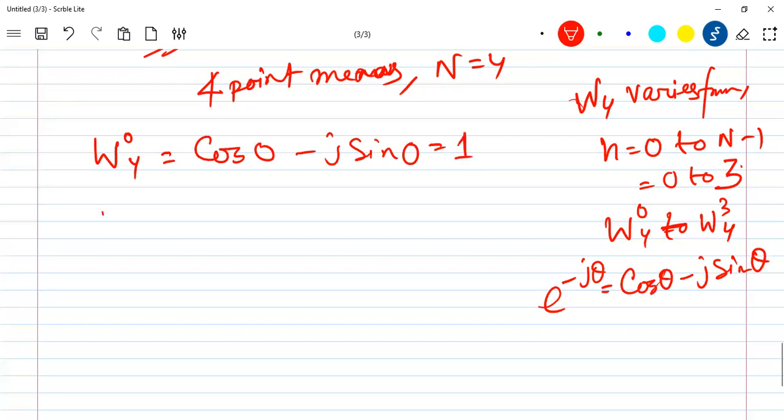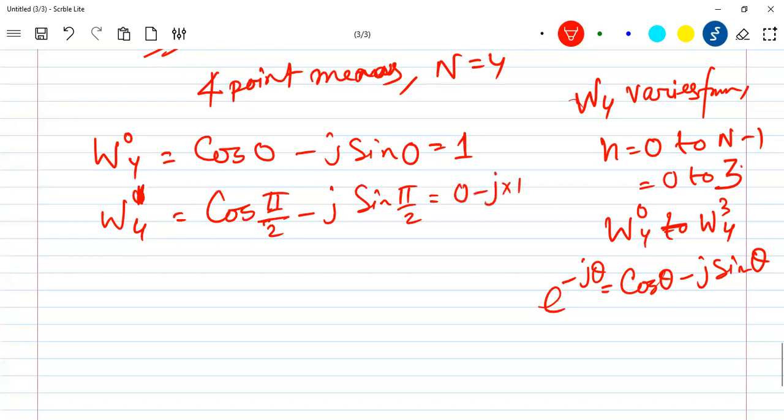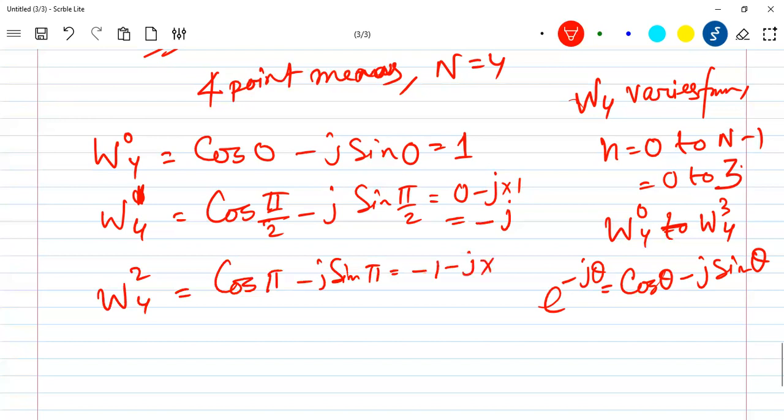So what about W_4^1? That means cos pi by 2 minus j sine pi by 2, which means 0 minus j into 1. That means the result is minus j. Then we find W_4^2. This is cos pi minus j sine pi. Anyone having any doubt, please respond, guys. Cos pi means minus 1, minus j of sine pi means 0. So the result is minus 1. Good.